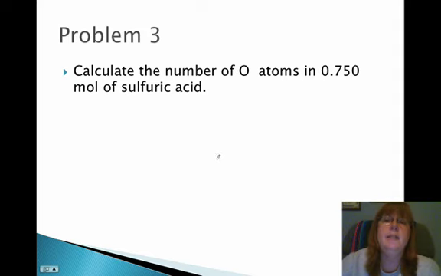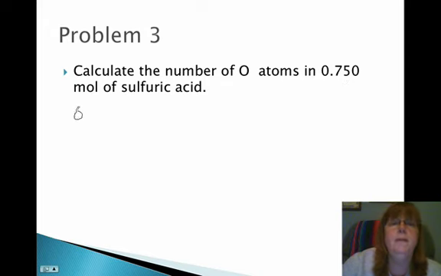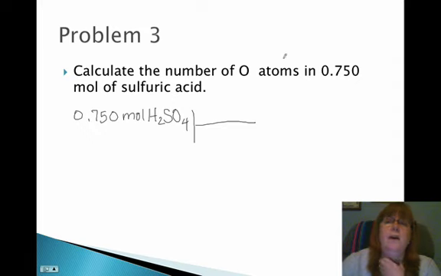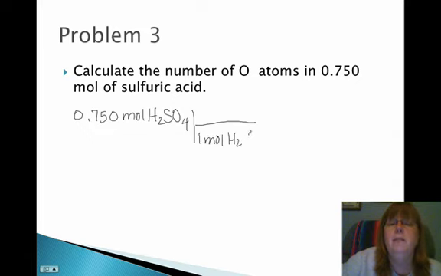All right, this one's a little more tricky. We would like to know the number of oxygen atoms, and we have moles of sulfuric acid. And just to keep us fresh on our acid naming, that's H2SO4. Well, we have moles. We know we're going to want to eventually get to oxygen atoms, but the first thing we're going to have to do is say that in 1 mole of sulfuric acid, how many molecules do we have? You guessed it, Avogadro's number.